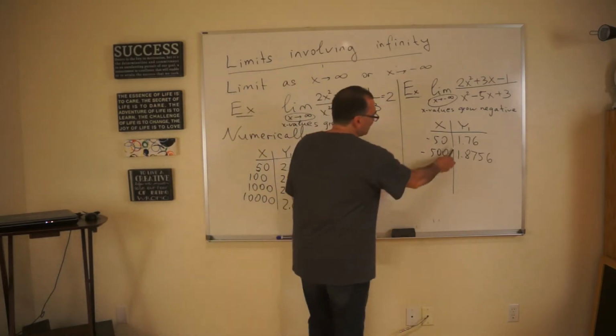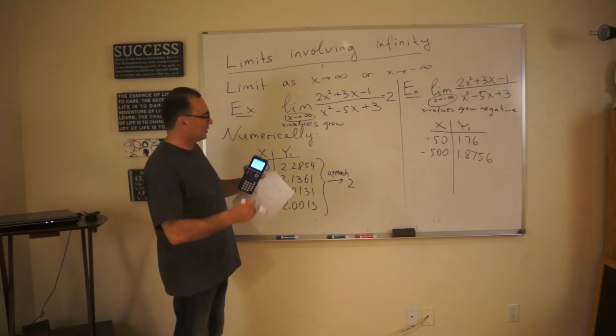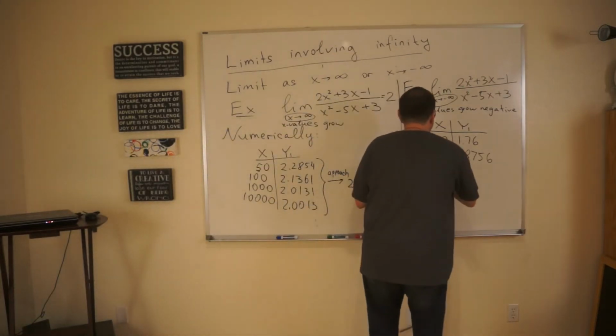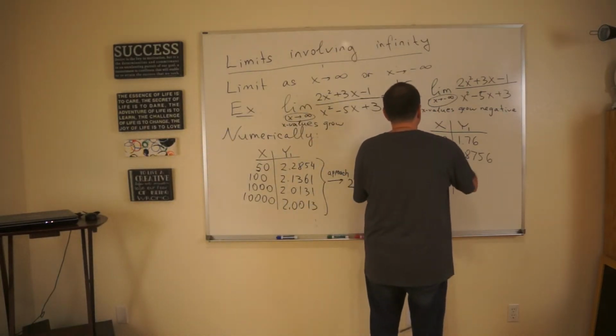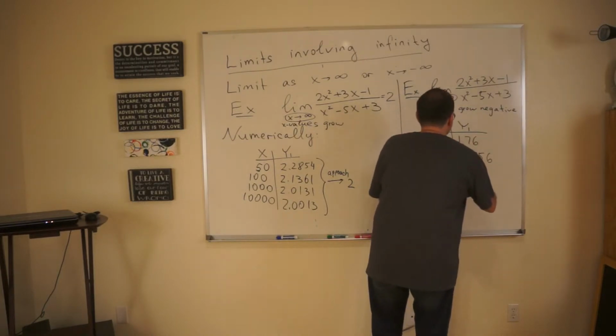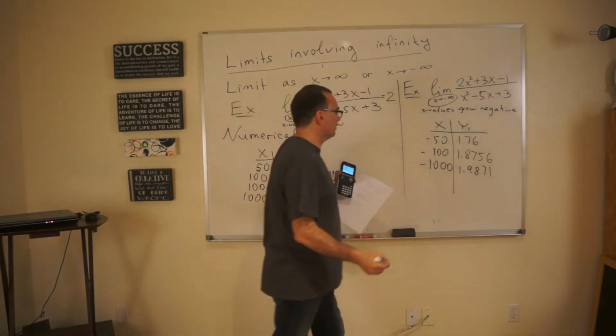It seems like they do approach 2 as well, but maybe they approach 1.9. It's not clear yet, so let's try some more. So negative 1000, that was negative 100. Now negative 1000, it's 1.9871. Now we can see it's pretty close to 2.